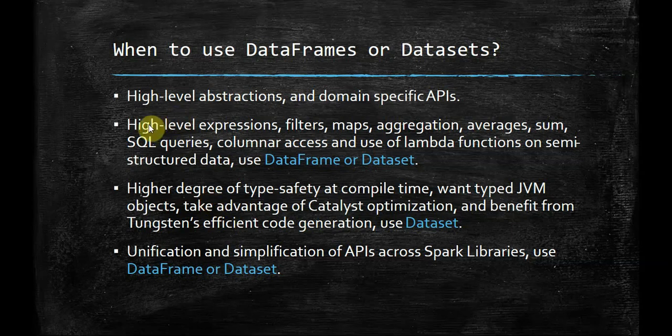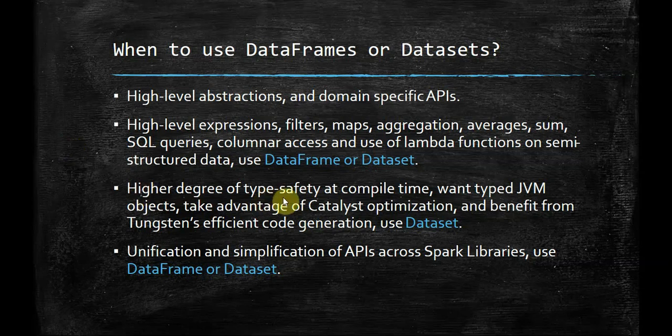The second thing is when you need high level expressions, when you want filters, maps, aggregations, average, sum, SQL queries. You don't want to literally code the aggregation logic. You don't want to literally compute the average. You just want to make use of the existing APIs. That time you should make use of data frames and datasets, or even when you want to use lambda expressions. That's the time you are supposed to use them, because these APIs provide you ready to use methods.